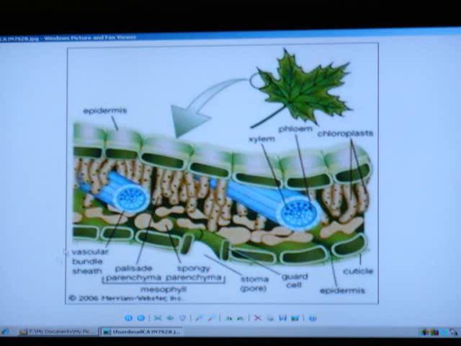I like botany. Yes. So the dark blue is going to be the xylem. Light blue is the phloem. Sorry, yeah, you got the phloem.